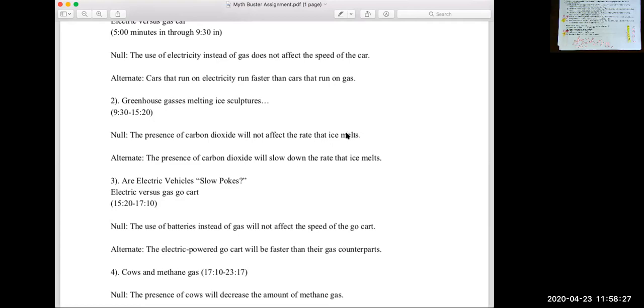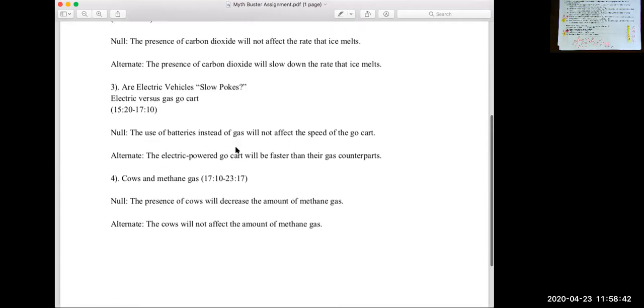You obviously have to define how the ice is melting. Also notice carbon dioxide versus general greenhouse gases. You want to be as specific in your research as possible. The more specific you are, the easier it is to weed out lurking variables.